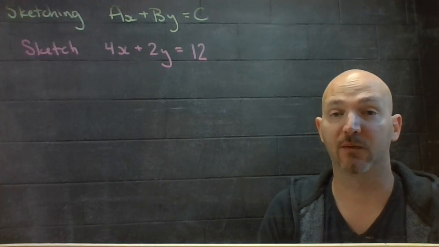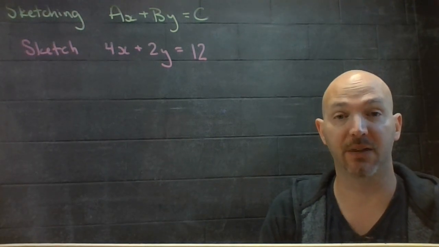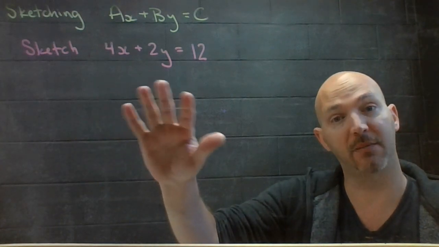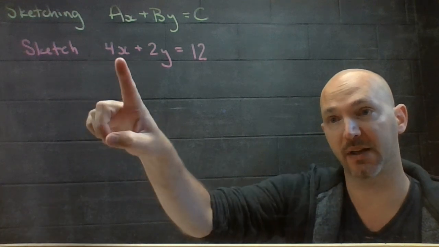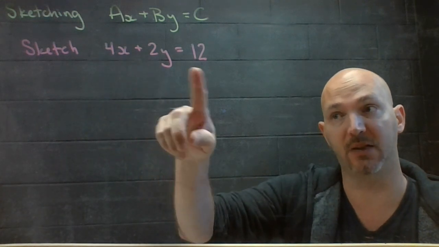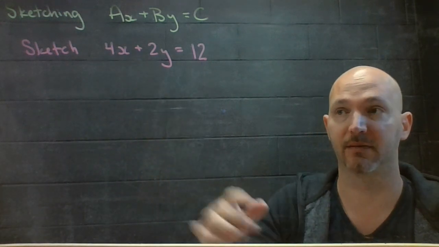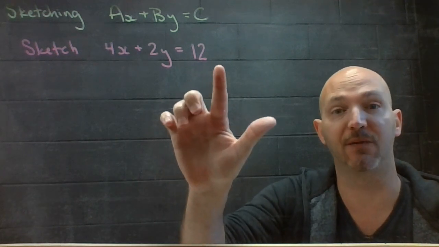There's a second format that the equation of a line might be given to you, and we're going to try and make a sketch of it when it's in this setup, when it's a number times the x plus a number times the y equals some constant, right? Like some number that doesn't have a variable attached to it.